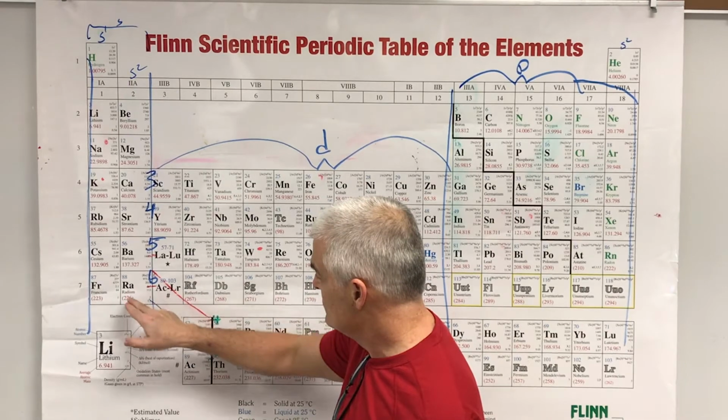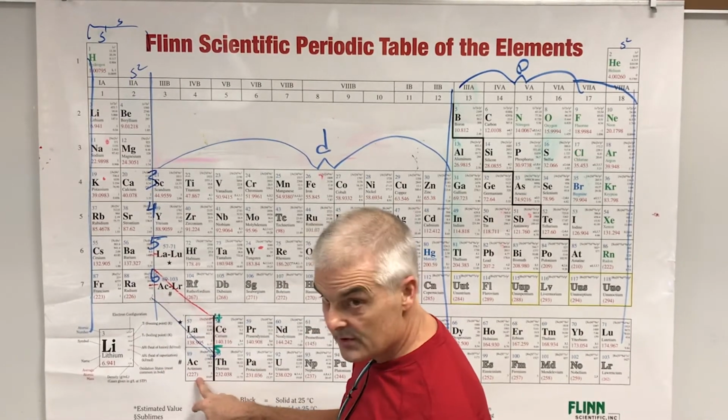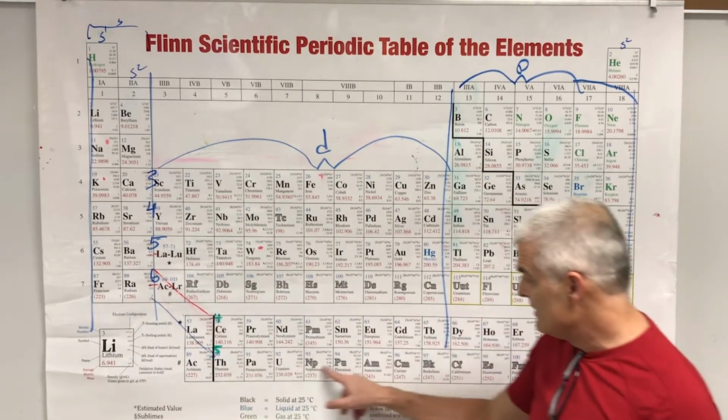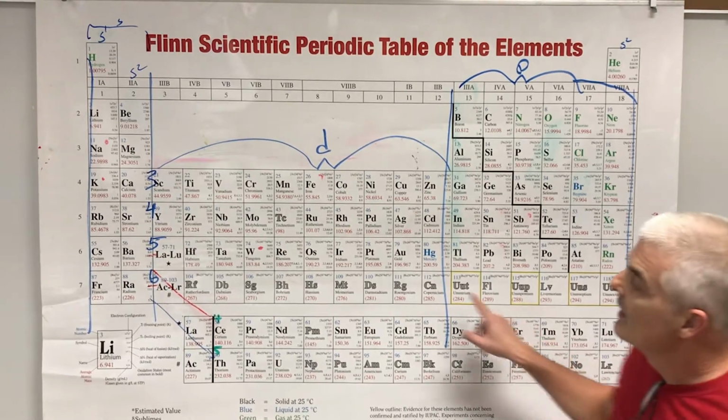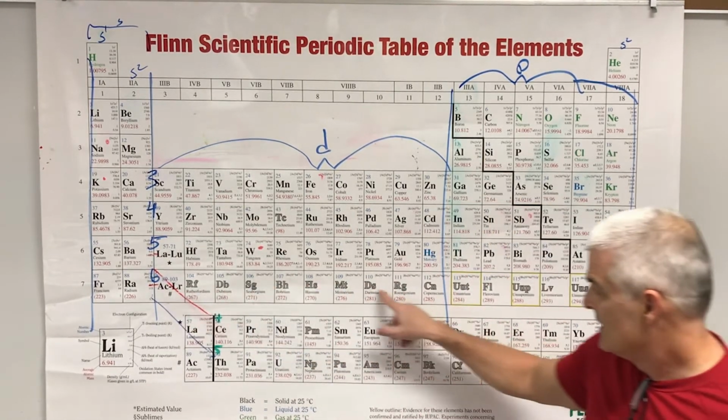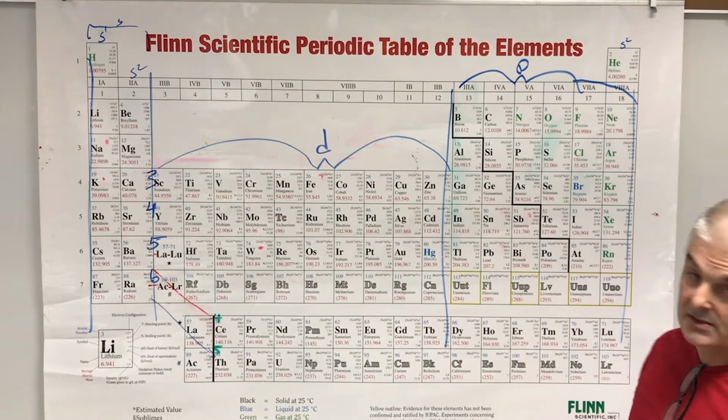7s1, 2, jump down here to the actinium series, etc. And these are going to be the 5fs, and then we come to the 6d, and then the 6p.